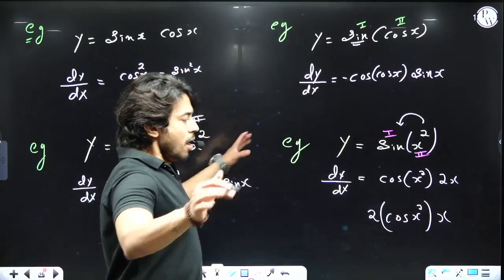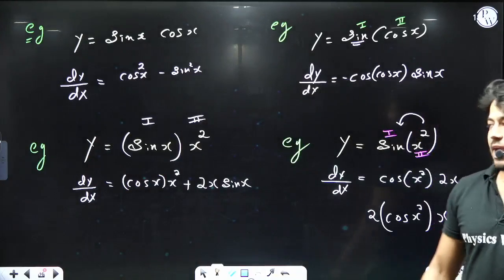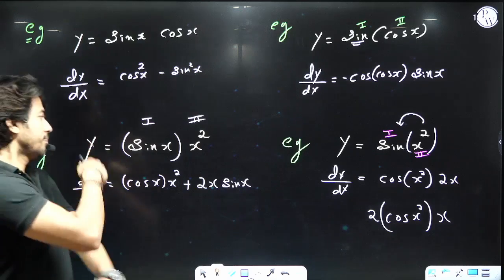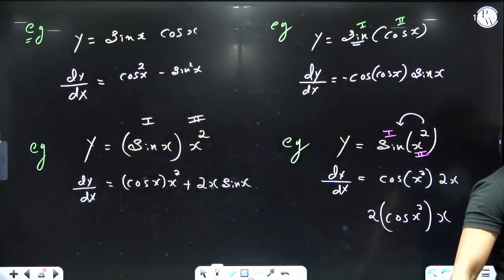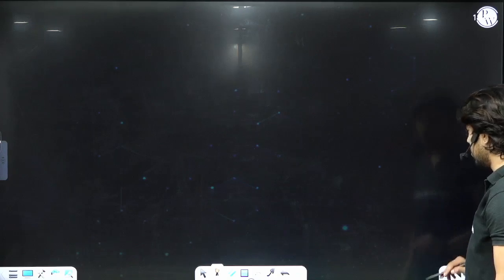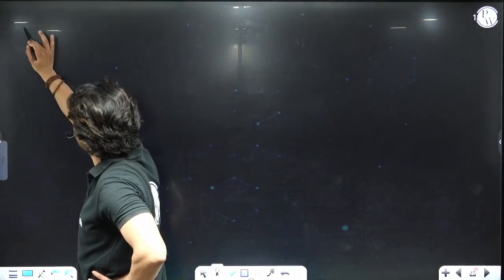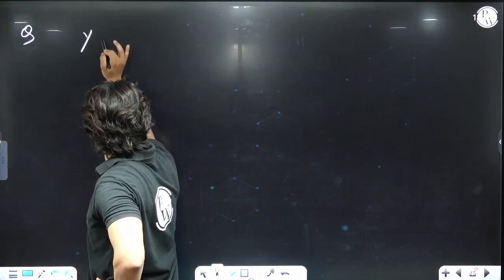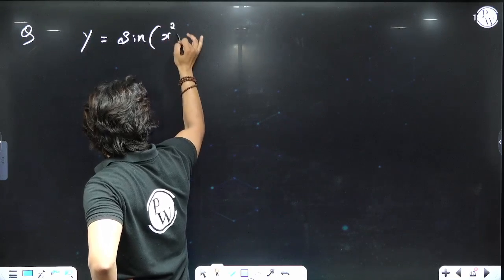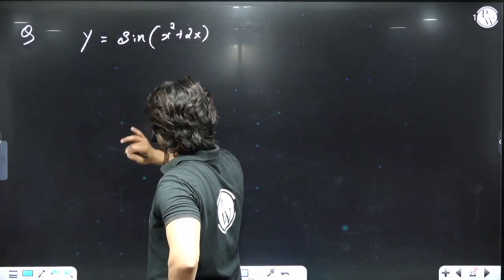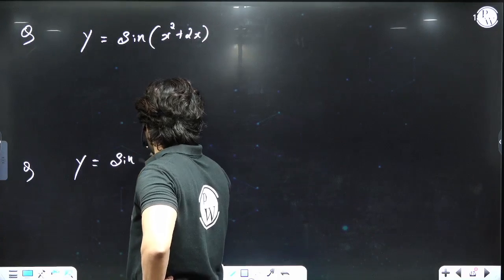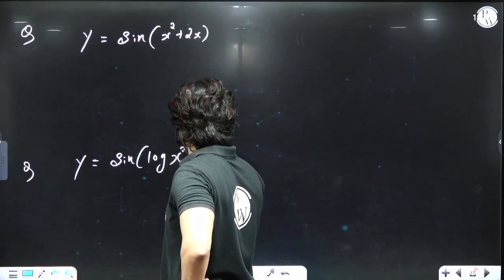This is the answer. I hope that the difference between the product rule and the chain rule is crystal clear. So now, if the difference is crystal clear, try to do this question. Y equals sine of x square plus 2x. And try to do one more question. Y equals sine of log of x square.